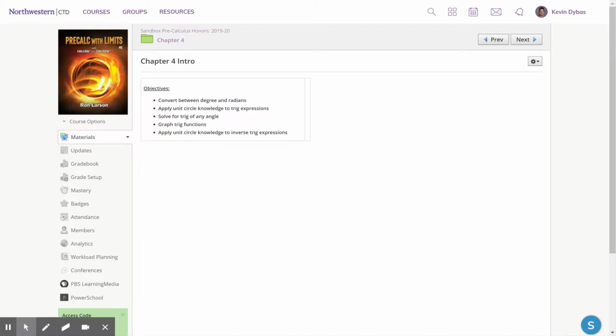Applying unit circle knowledge to trig expressions, so that's both in terms of inverse and in terms of regular, what is the sine of. Solve for trig of any angle, so solving for theta within a domain restriction, and then graphing all of your trig functions.